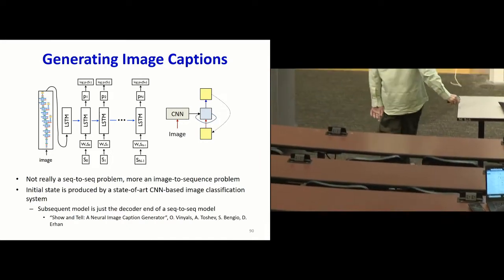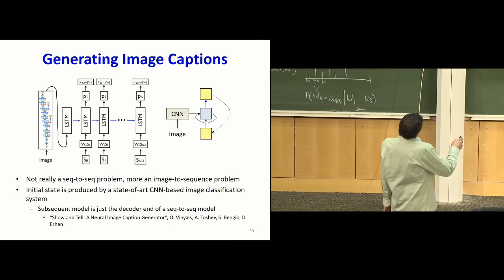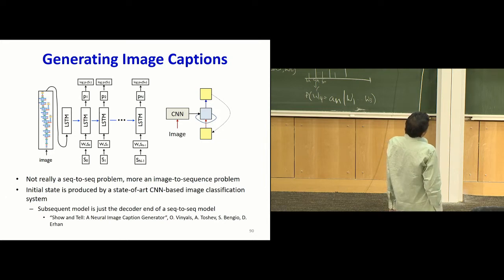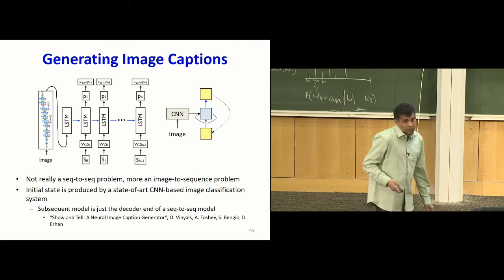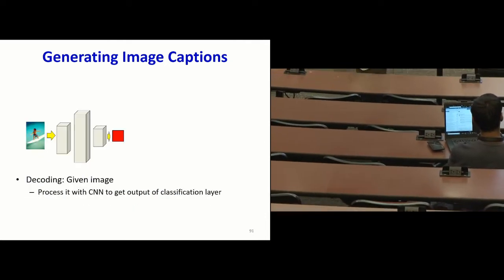So here's what the image captioning model does. The initial state is now produced by a state-of-the-art CNN-based image classification system. The final hidden representation produced by this network is now input to the language generation system, which produces the sequence of words that caption the image.